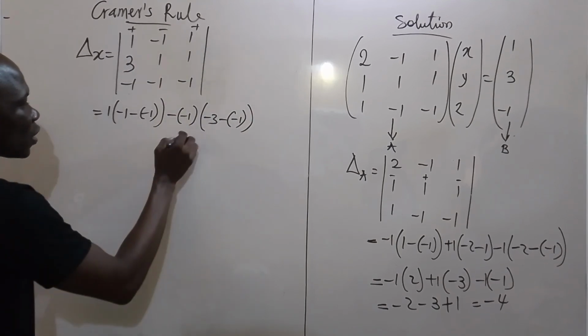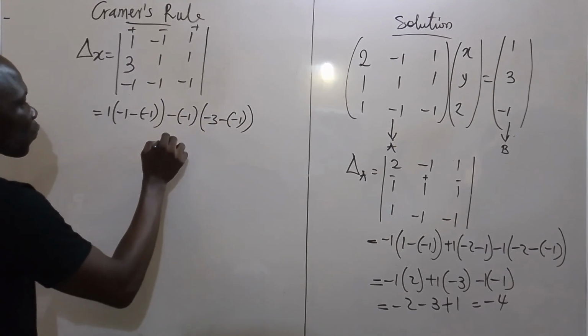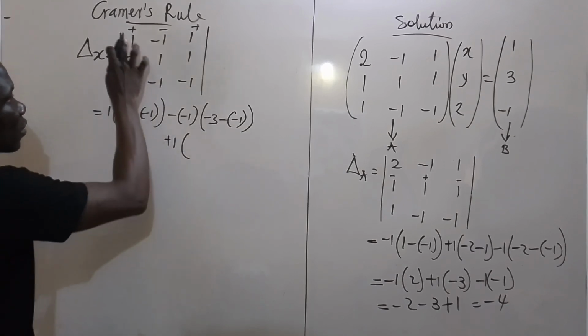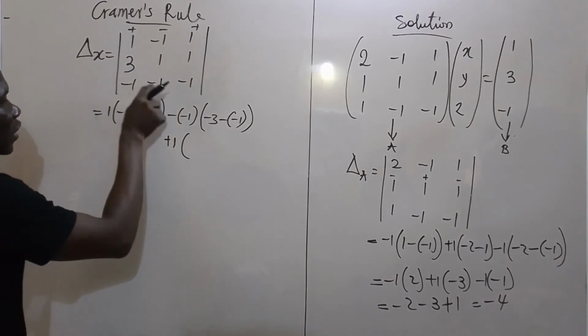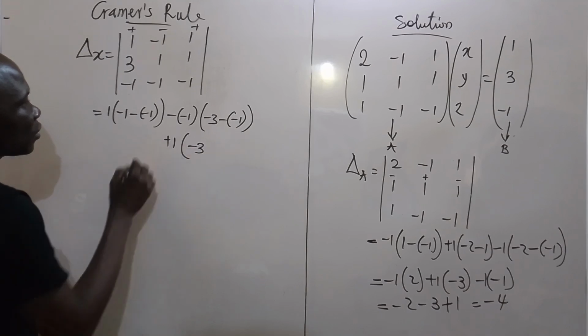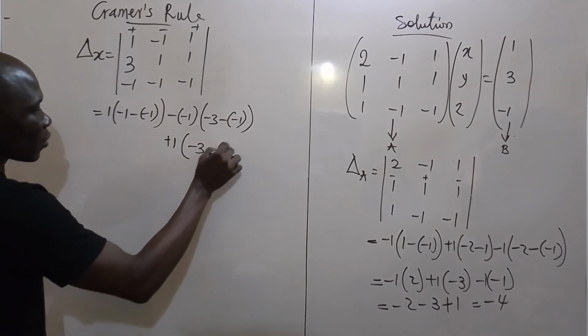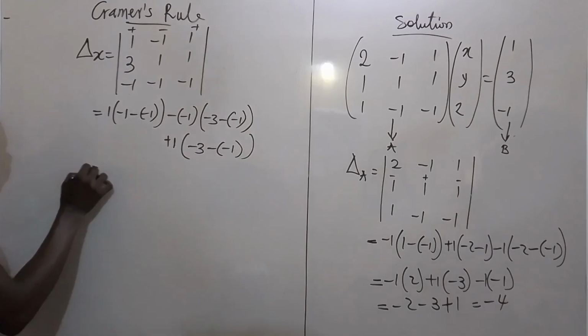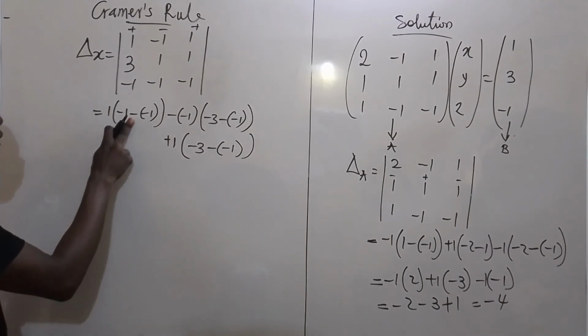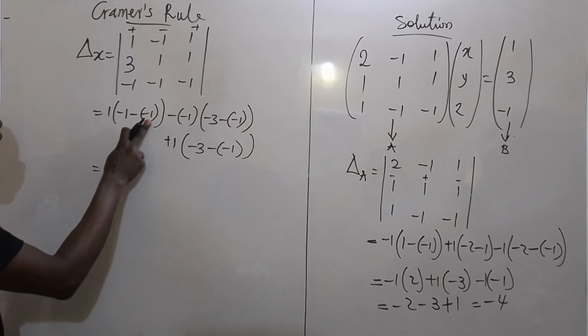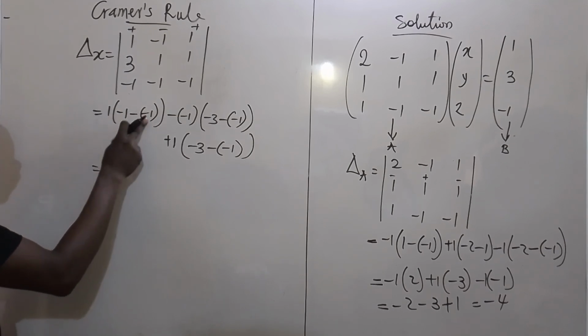Then for the last one here, 1. That's positive plus 1 bracket. Delete the row and column. 3 times minus 1 is minus 3. Okay, then minus 1 times 1 is minus 1. So this is minus 1. So simplify this one straight. Minus times minus here is plus. Okay, so minus 1 plus 1 is 0.